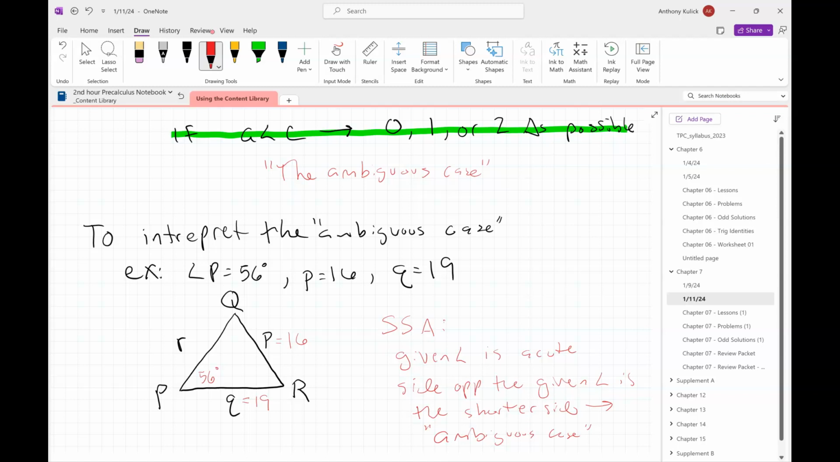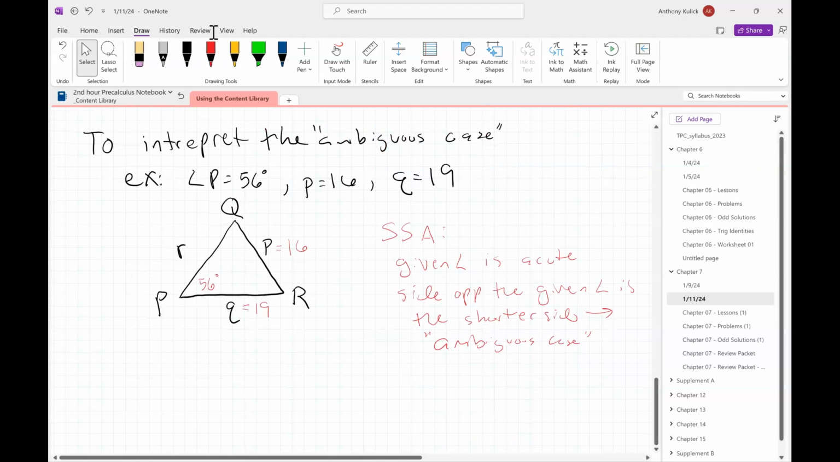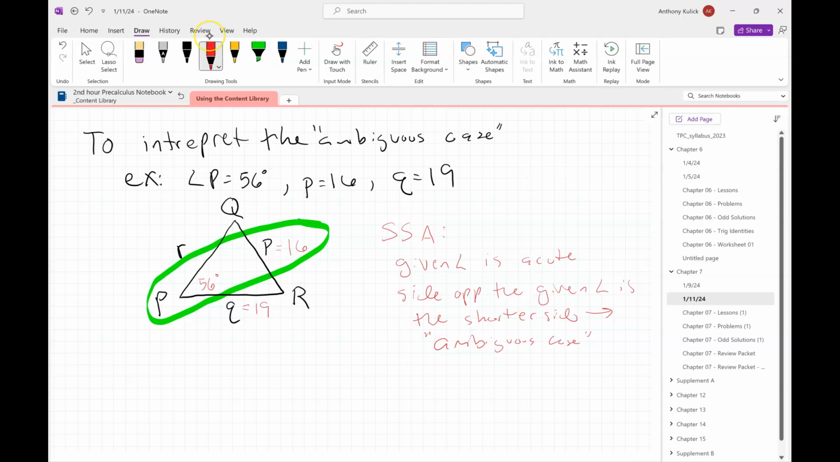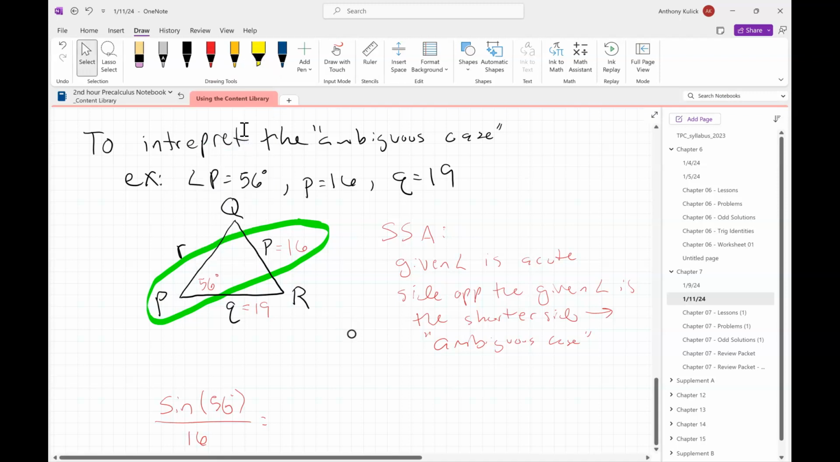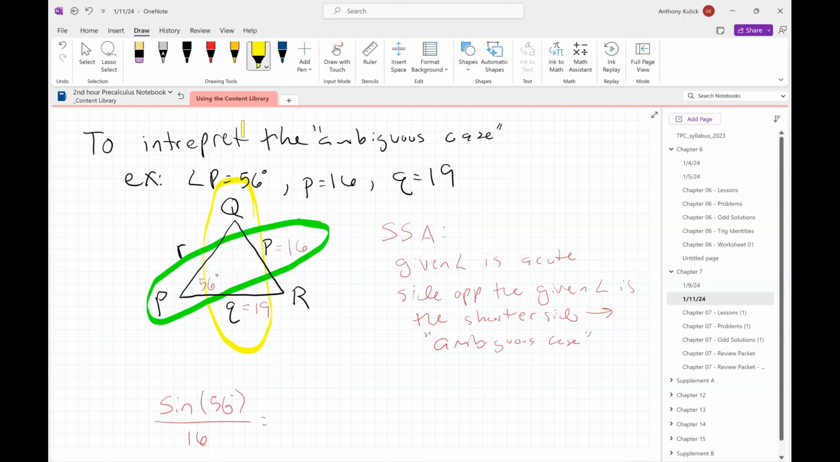So this is what we do to tell what situation is going on. We're going to set up a law of sines. So I'm going to have to use sine P over P, because that's the only situation where I know both the angle and the opposite side. And I'm going to have to set it up with sine Q over Q, because that's the only other situation where I know one of the two. I know nothing about R. Everybody's okay that it has to be that way?